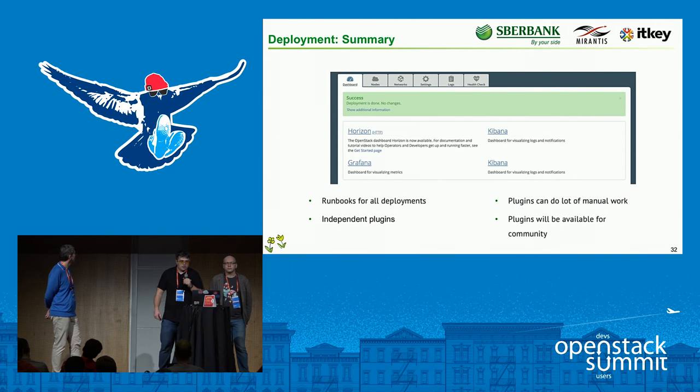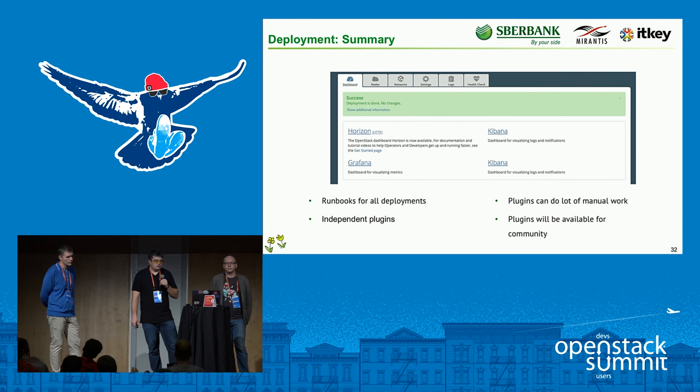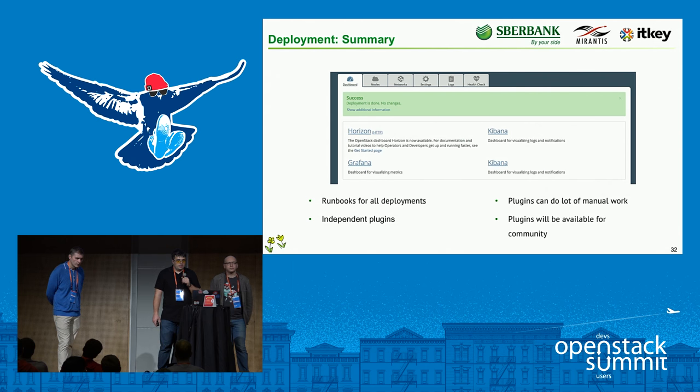So now we created runbooks for all deployments from KVM to Hyper-V. So each deployment can be easily managed, repeated, or recreated in the next data center. Plugins really help us a lot with that. They do a lot of customization that we had to do manually earlier. Automation helps us to reduce misconfiguration and speed up the deployment.